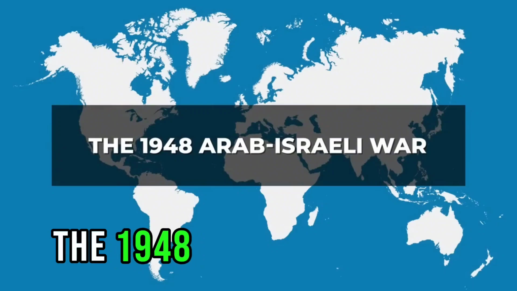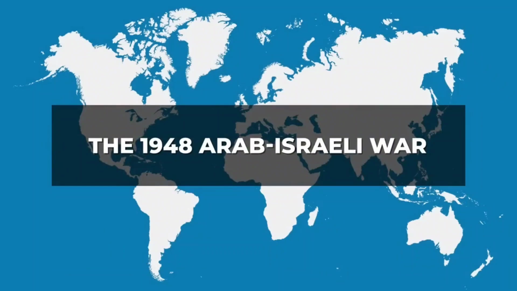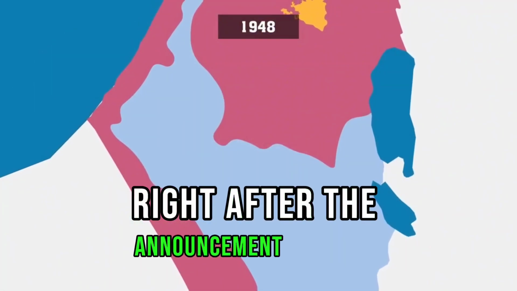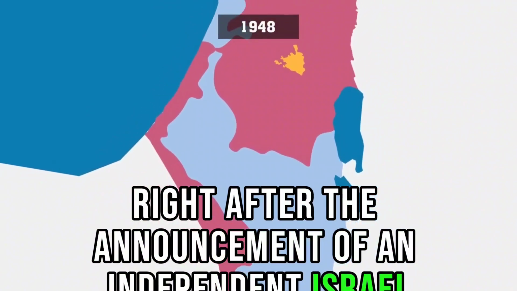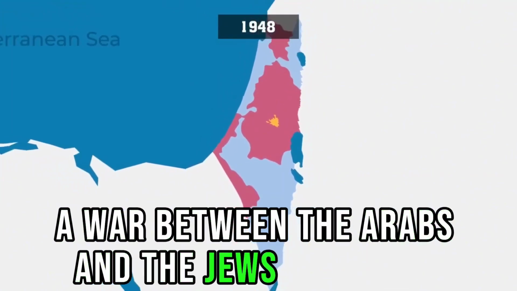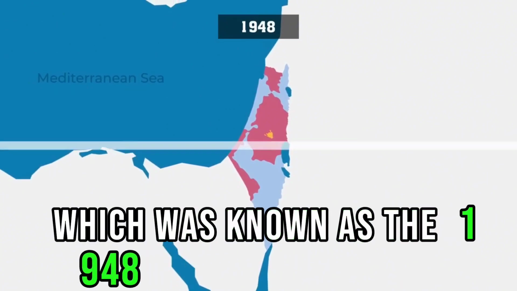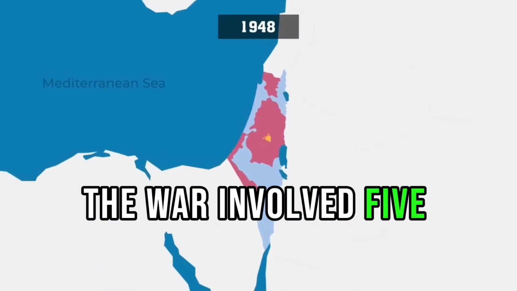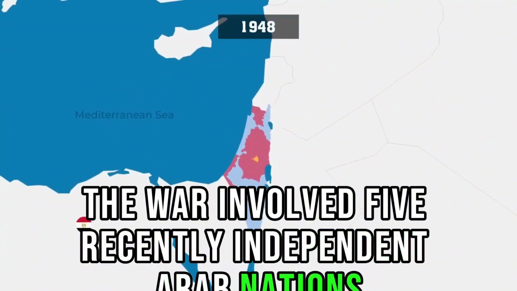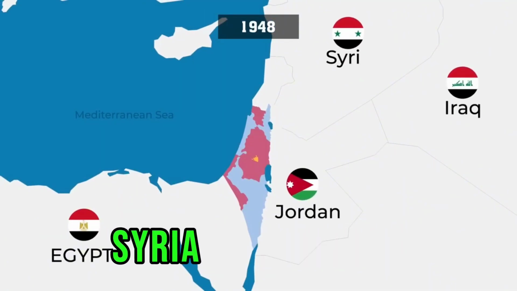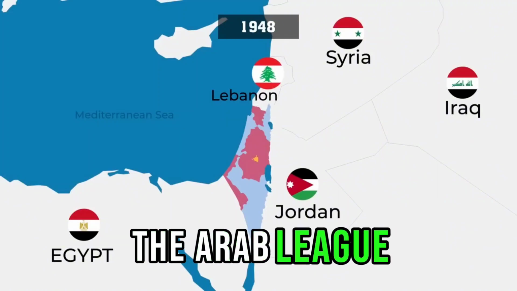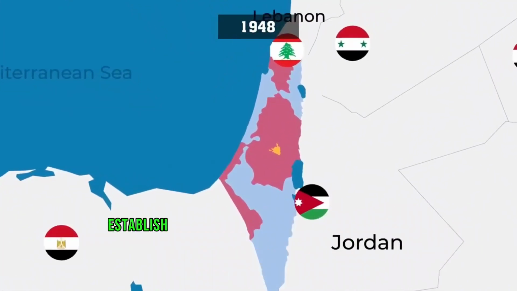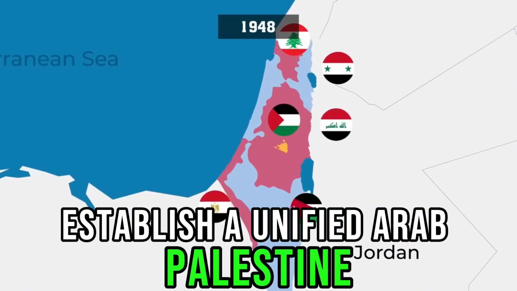The 1948 Arab-Israeli War. Right after the announcement of an independent Israel, a war between the Arabs and the Jews broke out, which was known as the 1948 Arab-Israeli War. The war involved 5 recently independent Arab nations: Egypt, Jordan, Iraq, Syria, and Lebanon, the Arab League, who invaded the region in an attempt to establish a unified Arab Palestine.